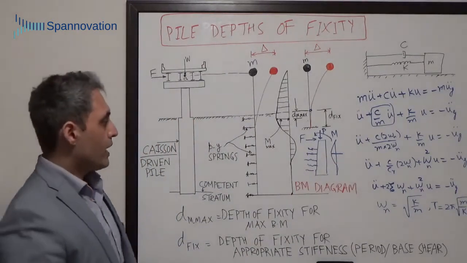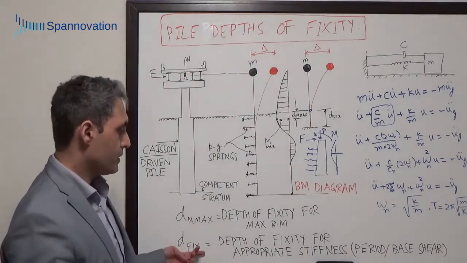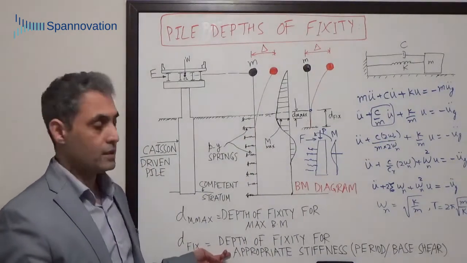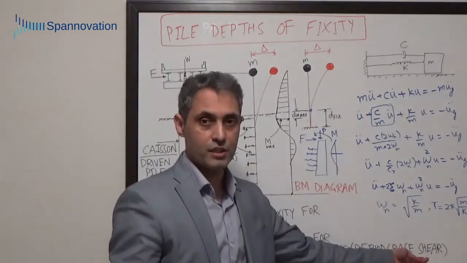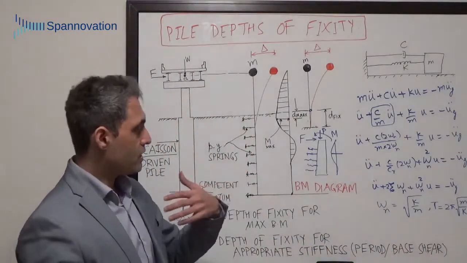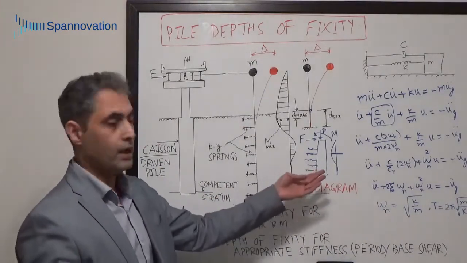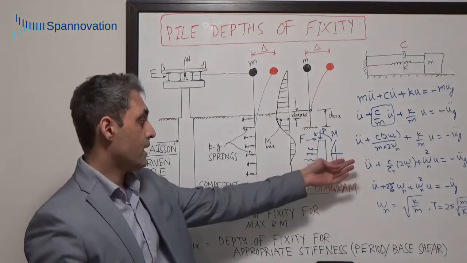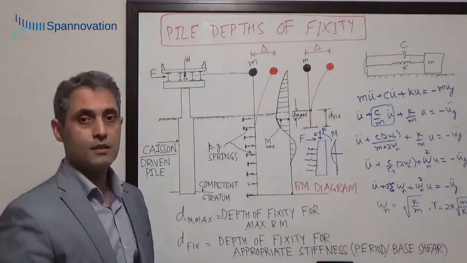Okay, so whenever you're starting, you should always think about the depth of fixity for appropriate stiffness, which will give us the appropriate period and it'll give us the appropriate base shear. At that point, you can turn that over to the geotechnical engineer, or you can come up with your own LPILE model and come up with the maximum bending in your pile or your caisson.